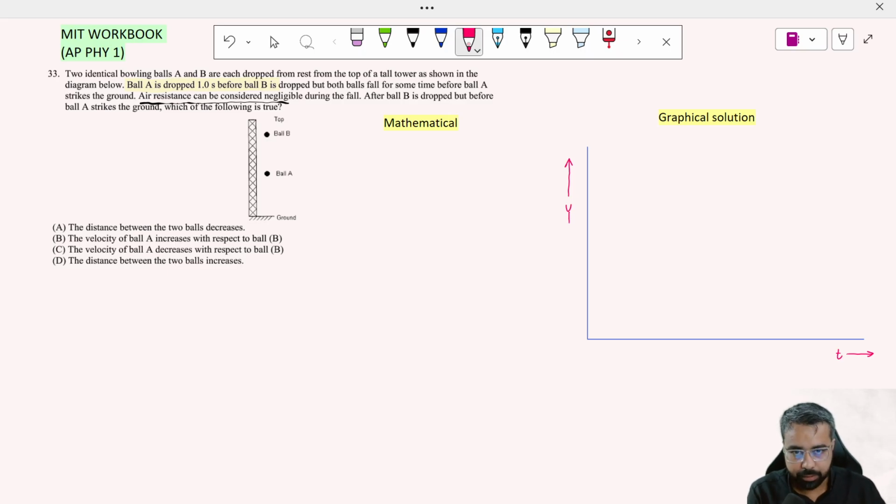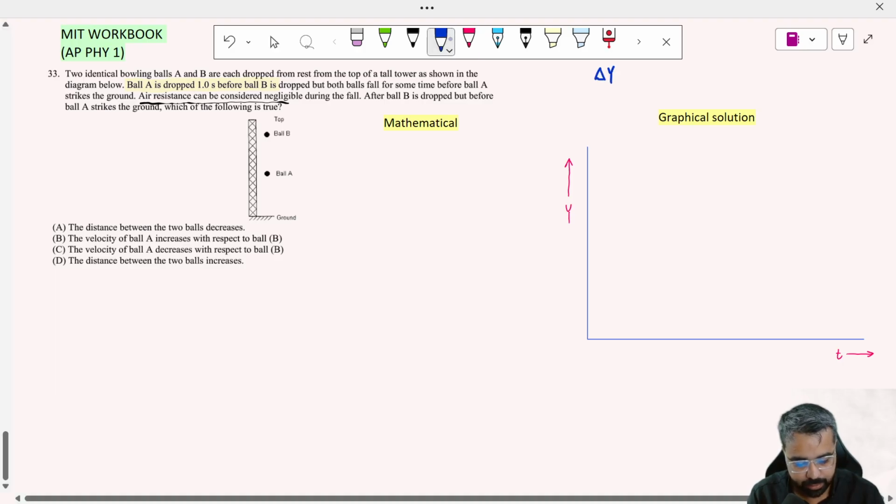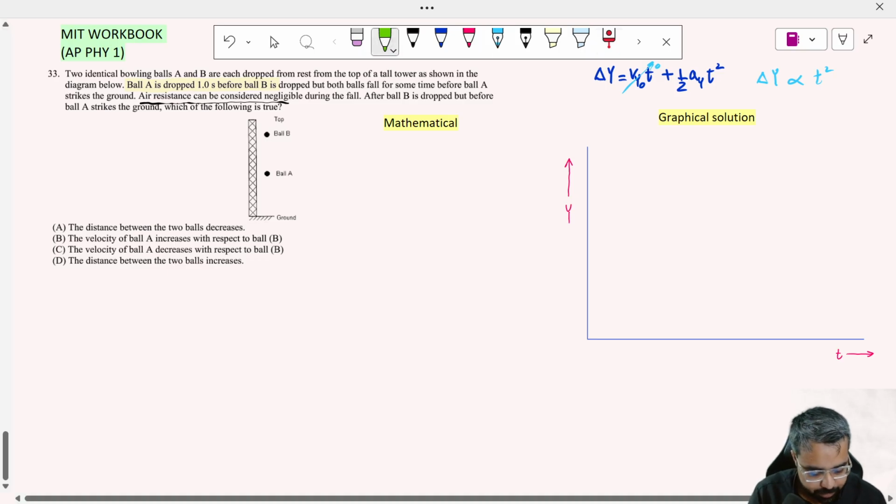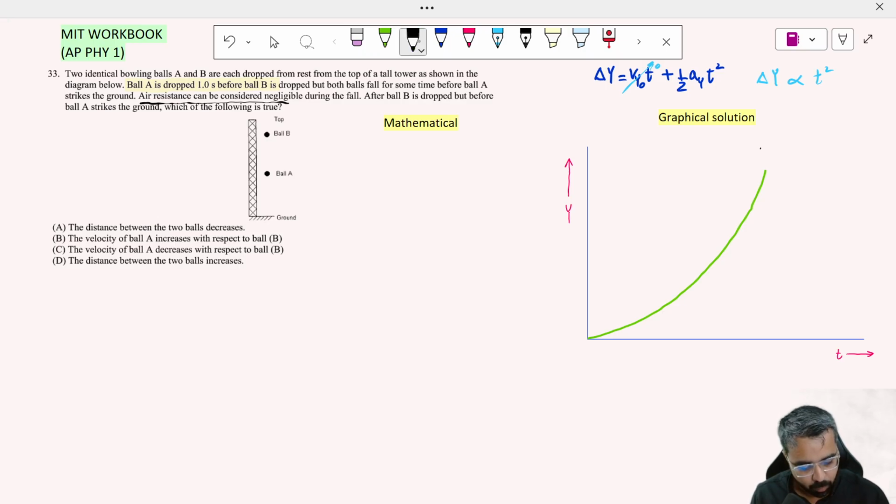And the graph that I will draw for this has as its background this kinematic equation, in which you know the initial velocity is 0. That's why the position is directly proportional to t square, which means that we will get this graph. Let's say I start this graph from 0 seconds and assume that this is the graph for ball A, for example.